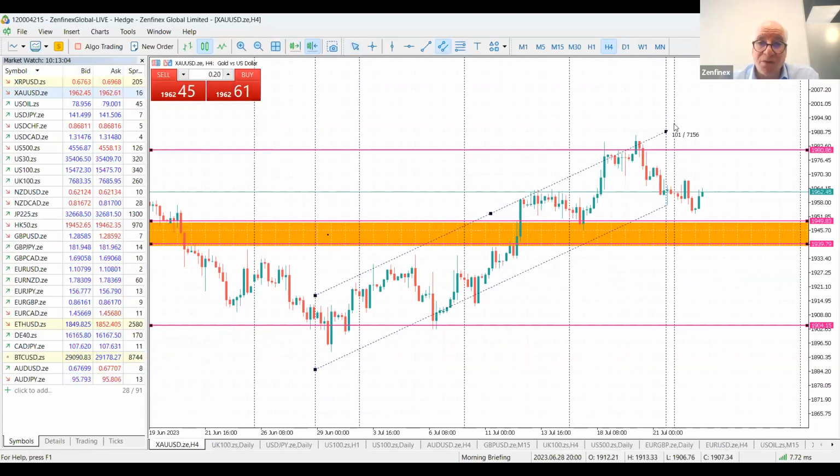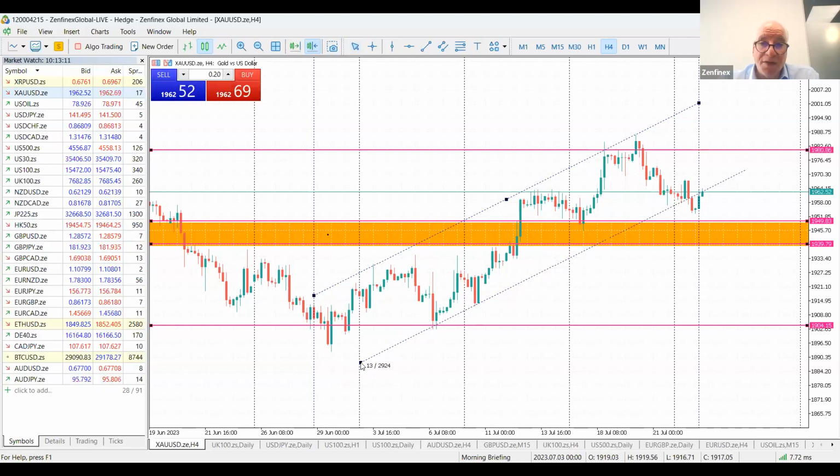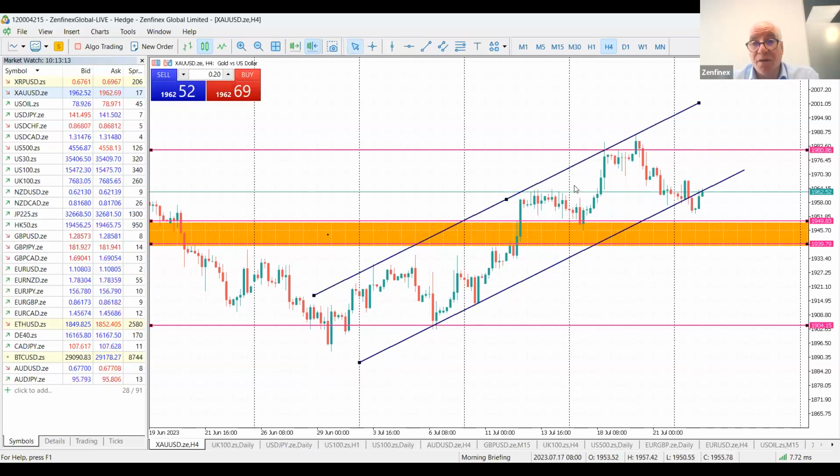And again, these channels have been working beautifully. I use these as sort of levels of support and resistance, if you like. Once it comes to the top of the channel, I think I've marked out this level here in previous videos. And again, it retreated nicely from that, a nice, decent move basically.